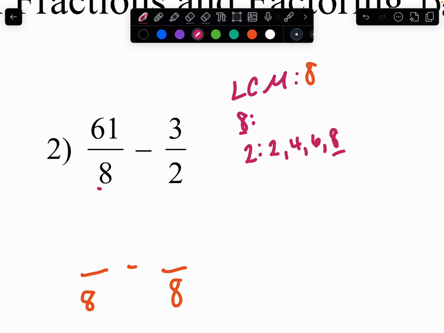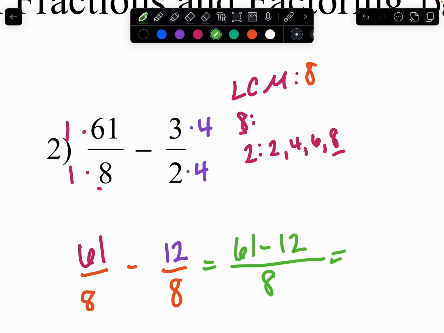Well, we're lucky because that first one already has a denominator of 8. So if you want to think about it, we're multiplying it by 1. My next one, 2 times 4 is 8. So I'm going to multiply 4 to the top and to the bottom. And so from here, it's just like we did with adding, except now we're subtracting. And so 61 minus 12 is 49 over 8. And that can't be simplified. And so there is our answer.